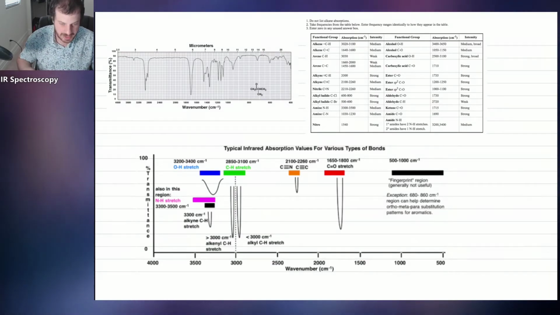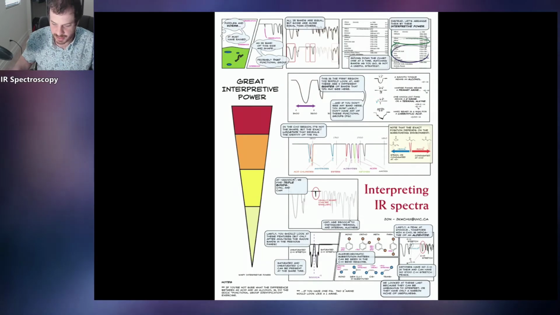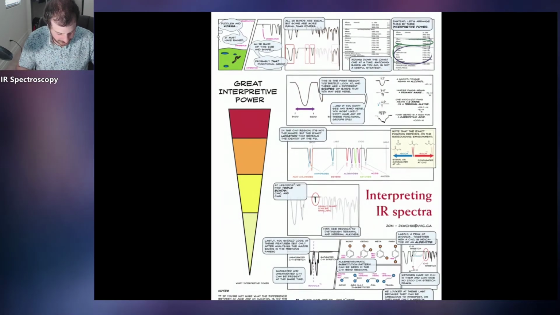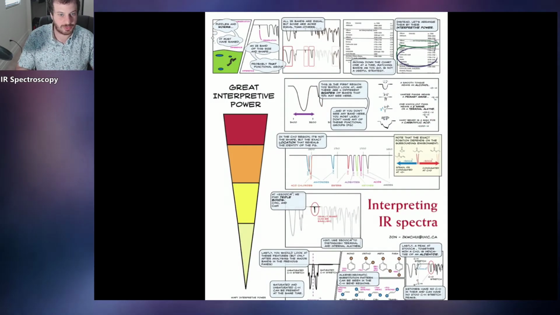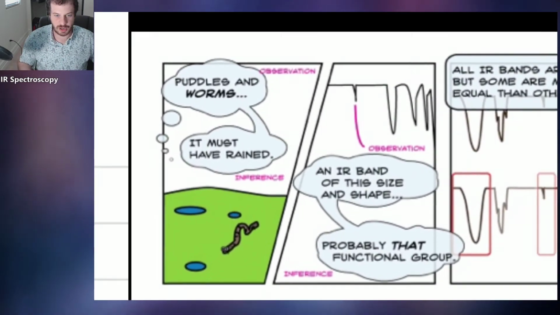And I found this amazing picture online. I want to give credit to the author, John. I don't know his last name, it just says John. So thank you, John, for this. I use it in all my classes. So let's go through. It's kind of like a comic book. So we start up here with this idea.